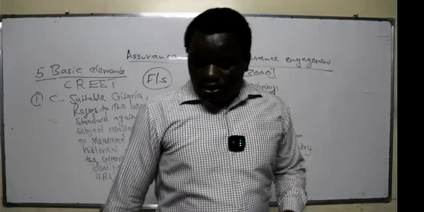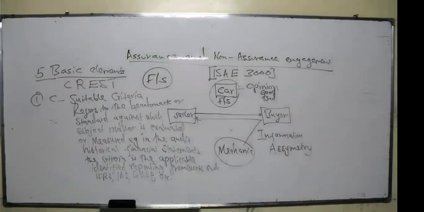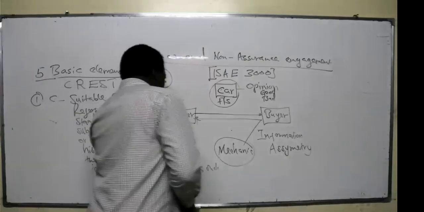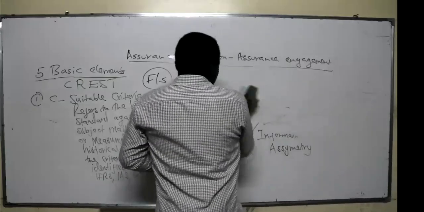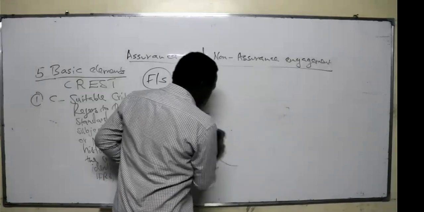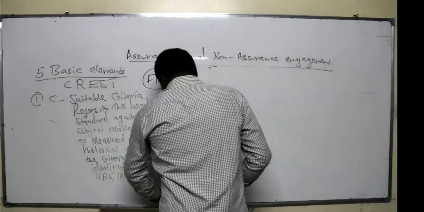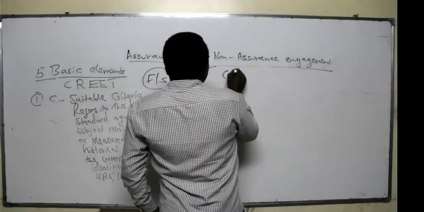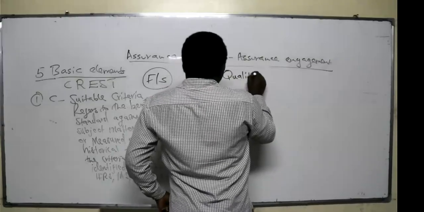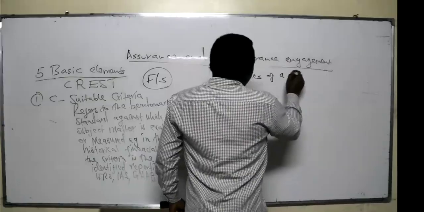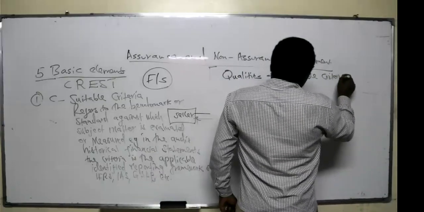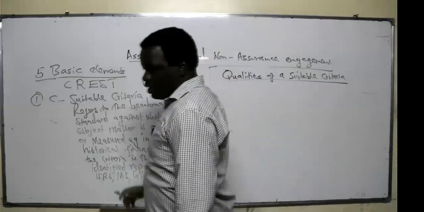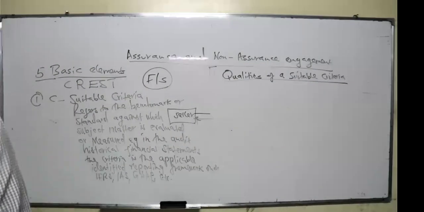On that light, for a criteria to be suitable, it must possess certain qualities. So we need to know what are some of the qualities of a good criteria. What are some of the qualities of a suitable criteria, class?